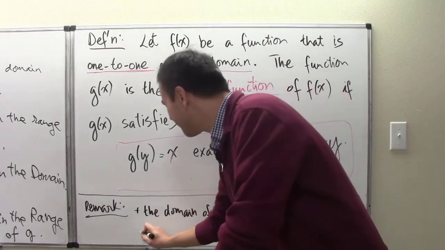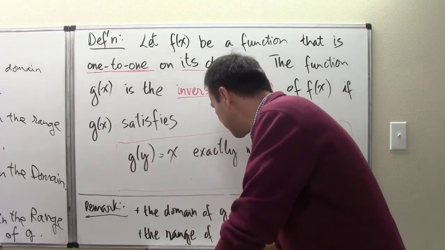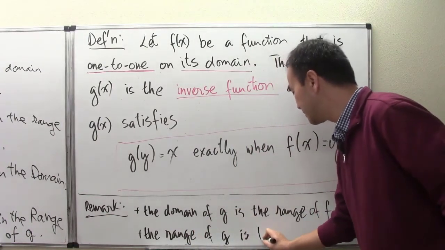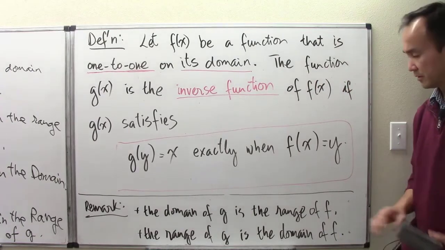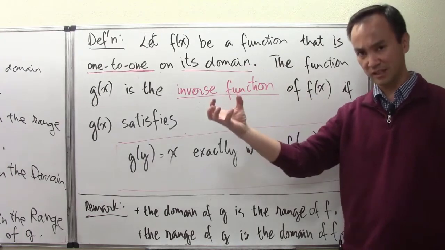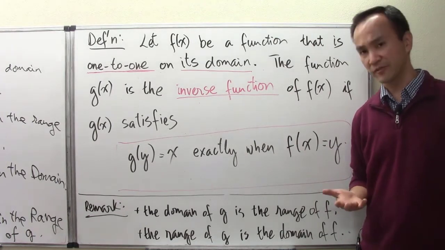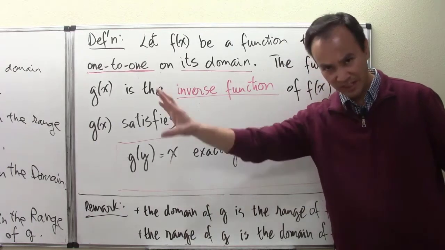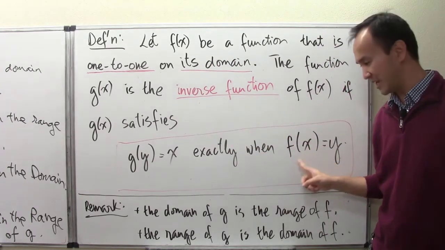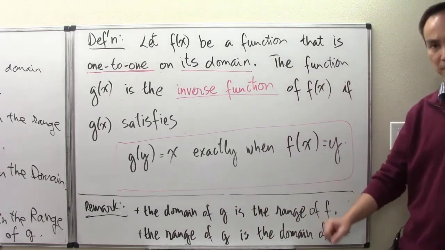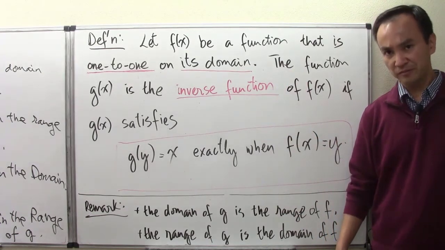Okay, and on the other hand, the range of g is the domain of f, because again, the purpose of g is to take a value that was an output of f and bring it back to being the input of f. So whatever comes out from g is the range of g, but the range of g serves purposely as the input of f, and that's why the range of g is the domain of f. These two statements enhance our understanding of the inverse of a function.